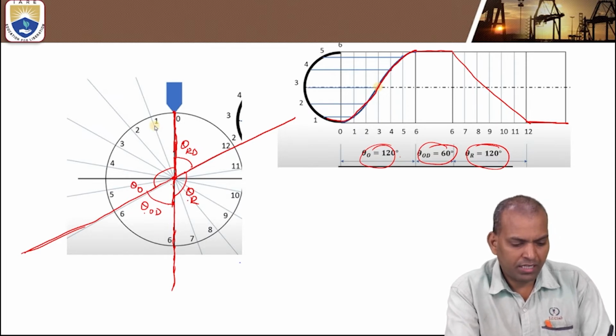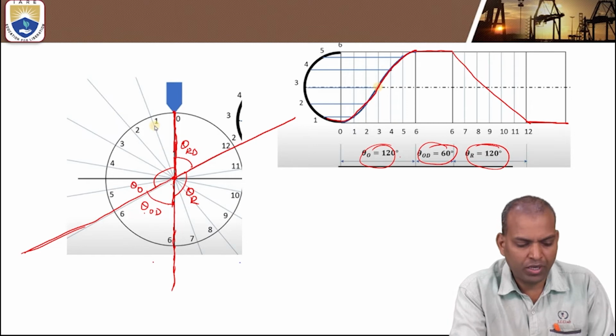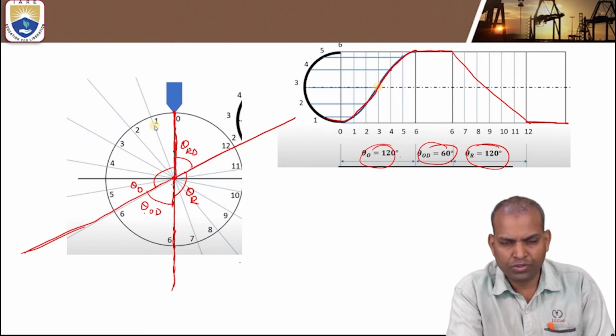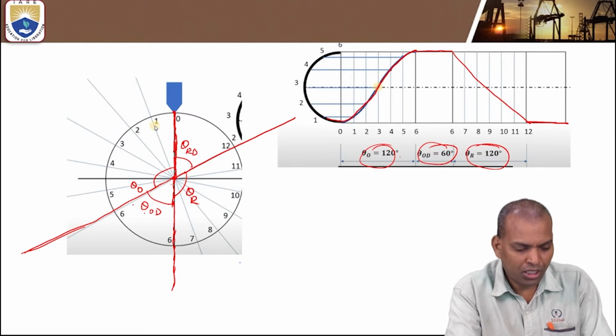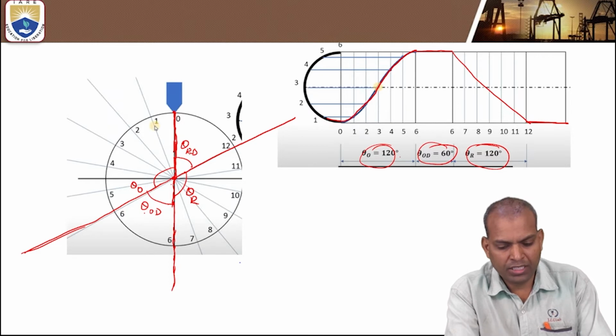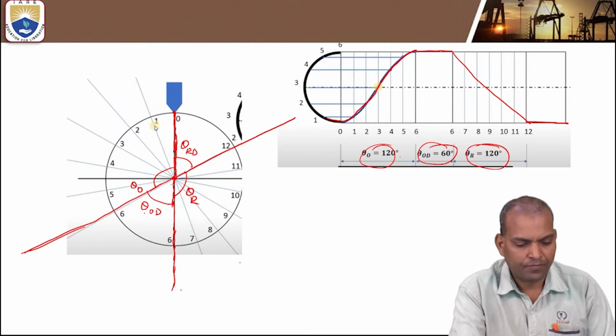So the 360 degrees are divided into four parts. The first part is the outstroke angle, that is 120 degrees. The second is the continuation, the dwell during outstroke, that is 60 degrees. The return stroke angle is 120 degrees, and the dwell during return stroke is 60 degrees.